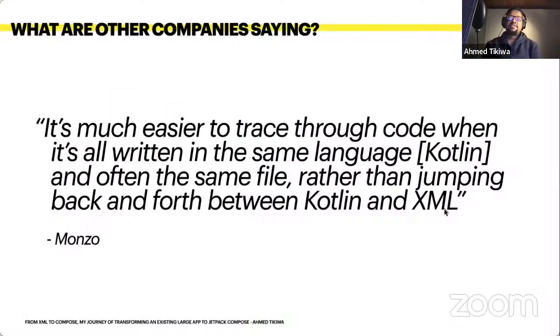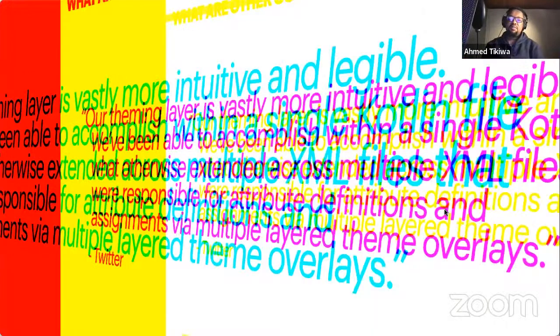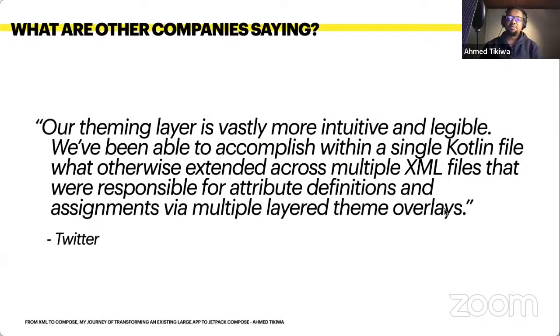So what are other companies saying about Jetpack Compose? At Monzo, they're saying it's much easier to trace through code when it's all written in the same language, that language being Kotlin, and often the same file, rather than jumping back and forth between Kotlin and XML. At Twitter, they're saying our theming layer is vastly more intuitive and legible. We've been able to accomplish within a single Kotlin file what otherwise extended across multiple XML files that were responsible for attribute definitions and assignments via multiple layered theme overlays.